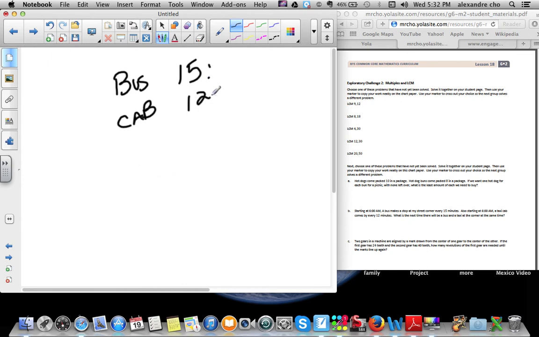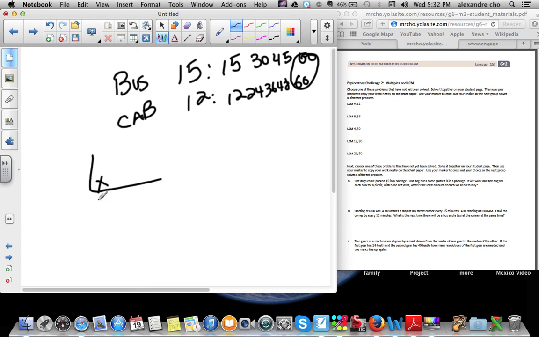So, least common multiple would be, let's see, if we list it, 15, 30, 45, 60. 12 would be 12, 24, 36, 48, 60. There you go. Every 60 minutes at that corner right there of your house, a bus and a cab would be there with me. Okay?